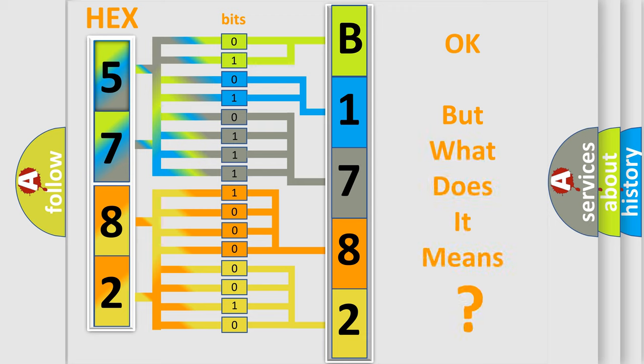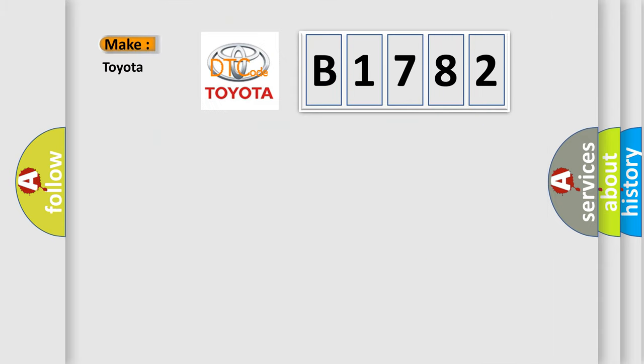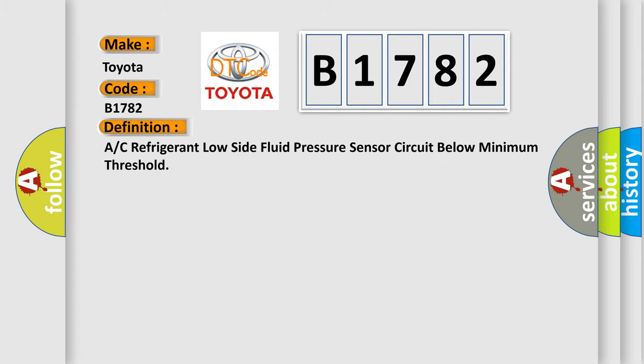The number itself does not make sense to us if we cannot assign information to what it actually expresses. So, what does the diagnostic trouble code B1782 mean specifically for Toyota vehicles? The basic definition is: the refrigerant low side fluid pressure sensor circuit below minimum threshold.